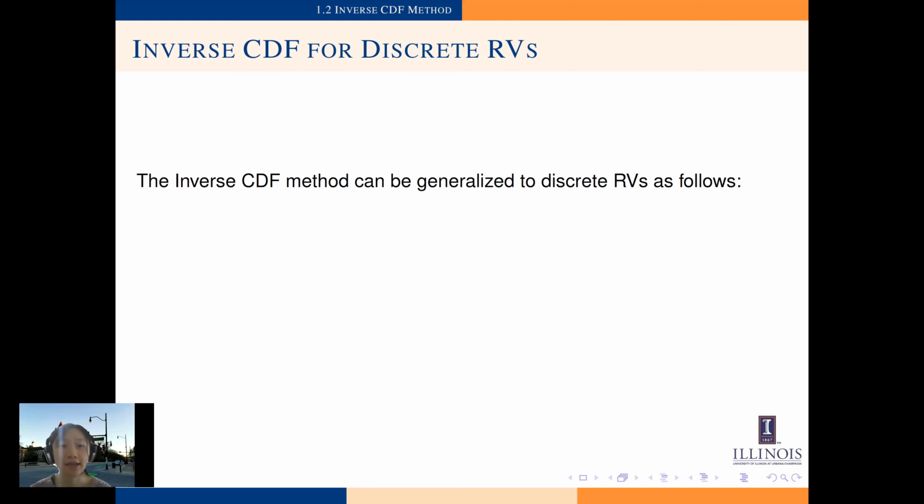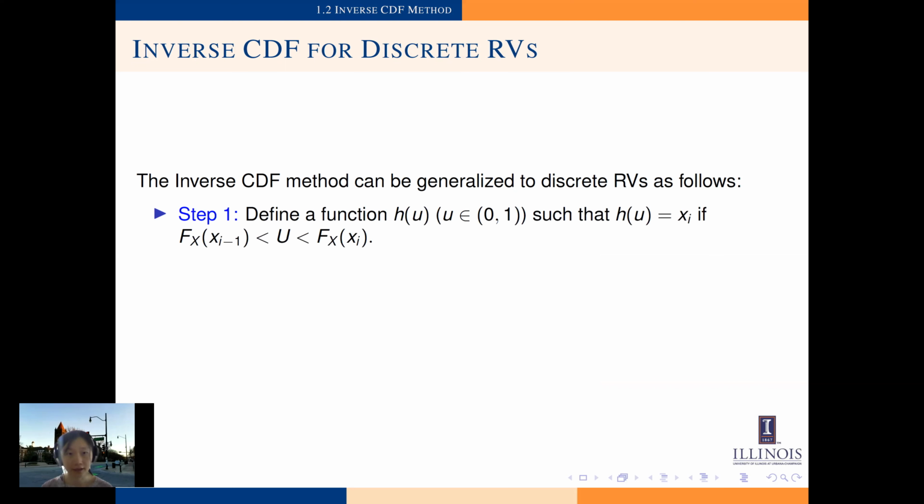So how can we apply the inverse CDF method to discrete random variables? Actually, the procedures are quite similar. In step 1, we want to define a function h(u), where u takes values between 0 and 1, such that h(u) is equal to x_i if the CDF evaluated at x_{i-1} is less than u, which is less than the CDF evaluated at x_i. In other words, for a u value between 0 and 1, if it lies just between F_X(x_{i-1}) and F_X(x_i), then we set h(u) equal to x_i. This is a replacement of the inverse function earlier for the continuous random variables.